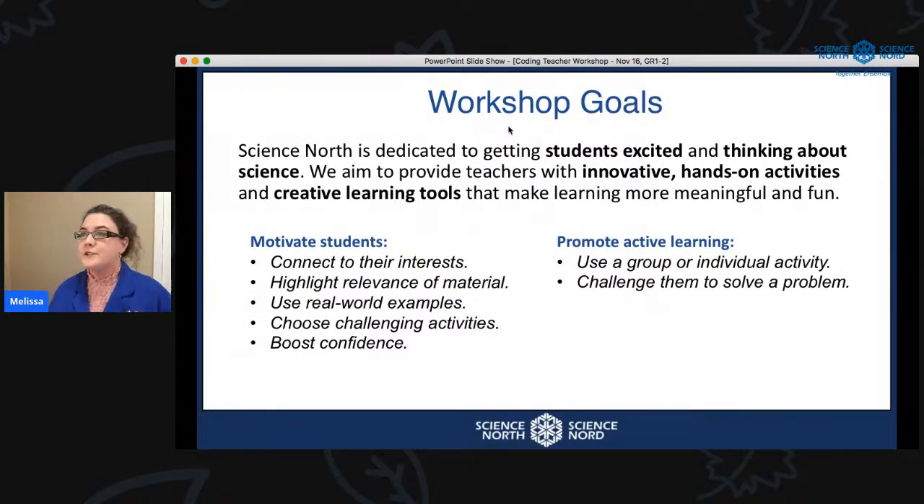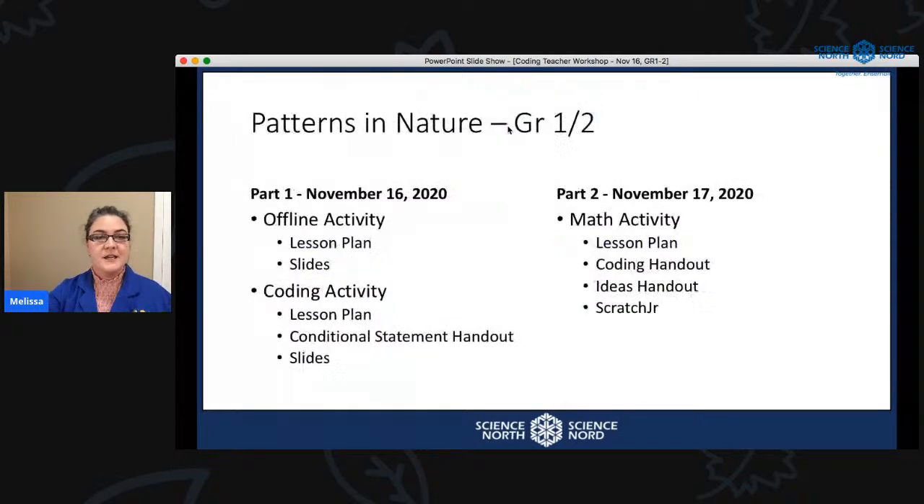So our workshop goals here: Science North is always dedicated to getting students excited, thinking about science. Right now we are trying to do that. We're relating all of our science concepts to coding. So part of the goal is to get students excited about science, but also to provide support for teachers in these unprecedented times. A lot of what we're doing is going to give you some fun ideas about integrating coding into your classrooms. Our session today is going to cover a lesson called Patterns in Nature that's geared for grades 1-2.